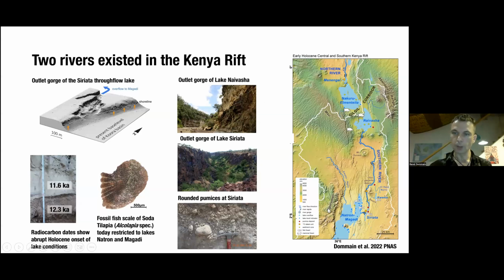It's around here. And in this area, we dated lake sediments, which show an abrupt onset of lake formation with the onset of the Holocene. We found fish fossils, which are from soda tilapias, fish species which are today confined to Lake Magadi and Lake Natron. So they show that fishes were actually dispersing via this river system upstream. We also found rounded pumices, which are probably produced by volcanic activity in the central Kenya Rift.